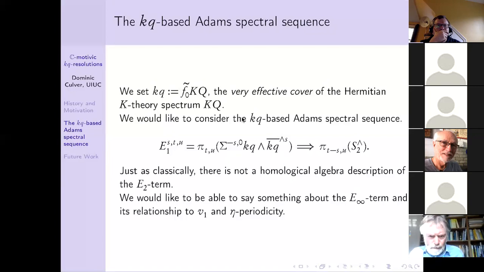But another key feature of real K-theory is that it also sees eta, right? And something that's also going to be true of this little KQ is that it's going to see eta. So it makes sense to also use this thing to study eta periodicity. So I want us to try and say some things about those.